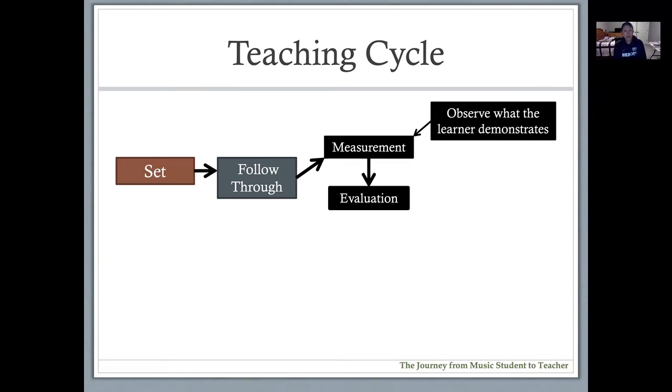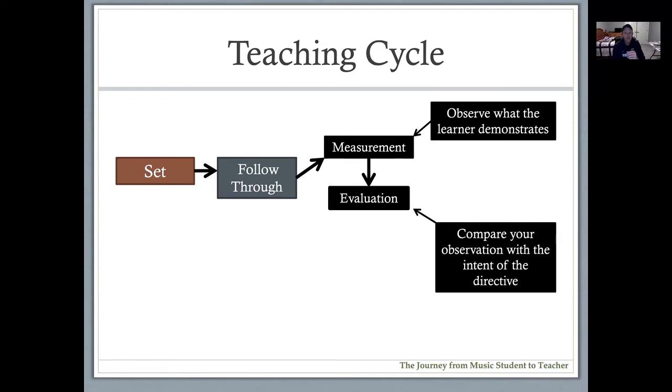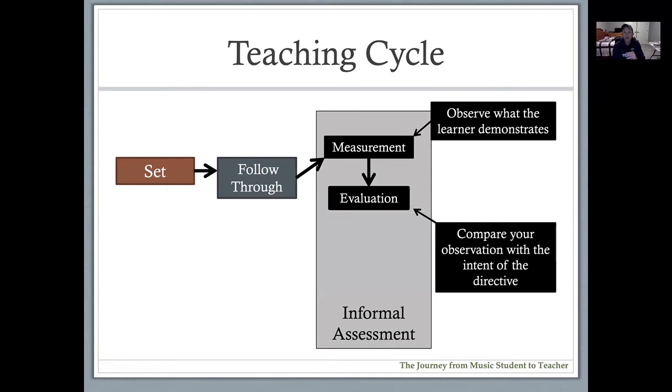But the measurement is when we observe what the learner demonstrates, and then we evaluate it. And what we mean by evaluation is, did they meet our criteria? So remember, this is why it's important to write that objective, because you're constantly comparing against that criteria that you set up. And if they met the criteria, great. If not, we'll talk more about what happens if they meet it or if they don't. But we're constantly evaluating where they are versus what those criteria are. Compare your observation with the intent of the directive. This is what we call informal assessment.